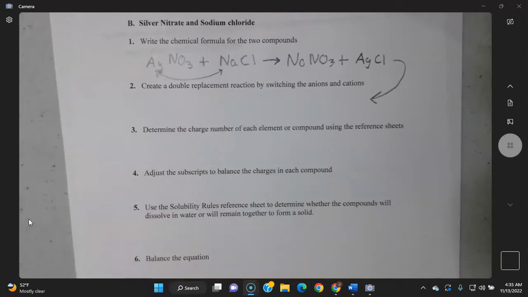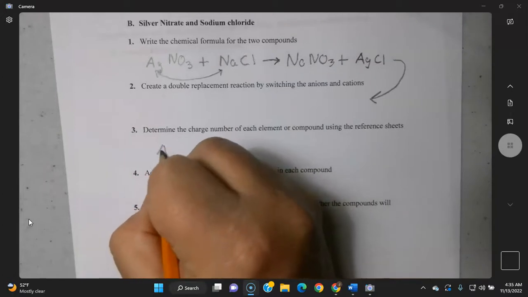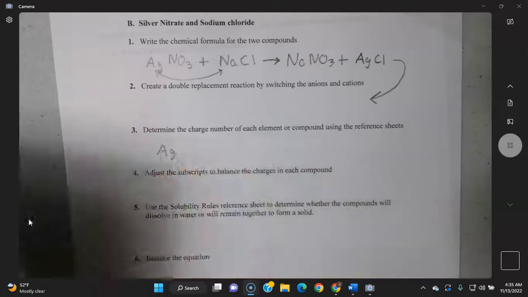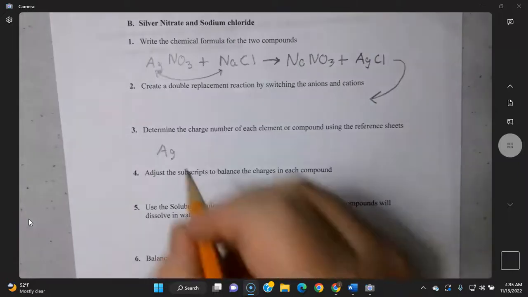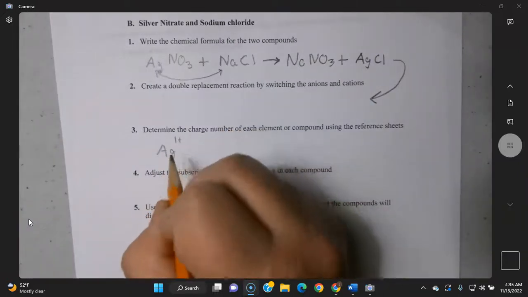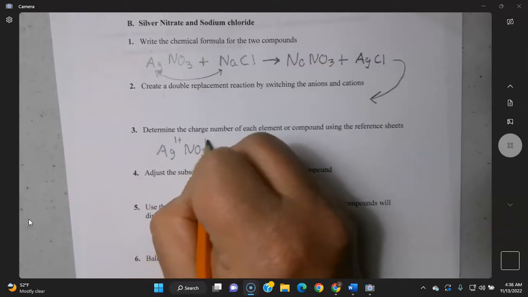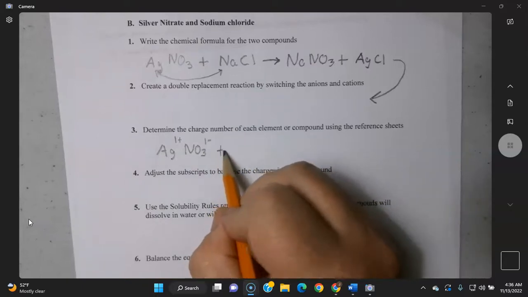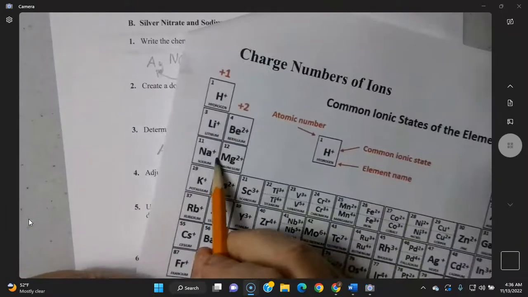Okay, determine the charge number. And for silver, so now I'm going to ask you to rewrite it a second time if you didn't already, or even a third time. Okay, silver is a 1 charge. So it's 1 plus. And nitrate, we saw on the previous sheet just a minute ago that it's a 1 minus. Sodium, Na, is a 1 plus, and chloride is a 1 minus.